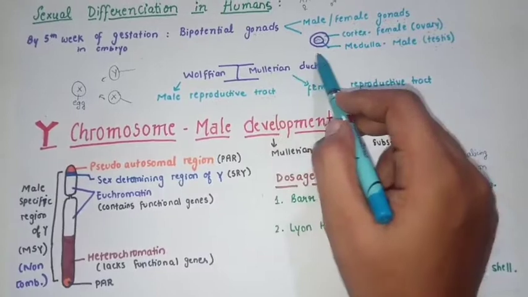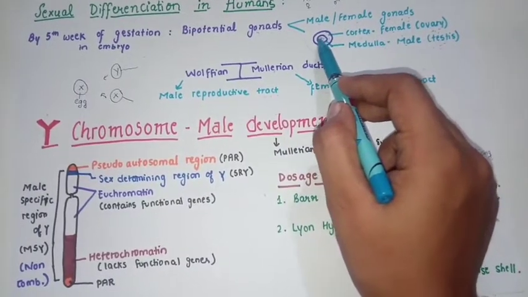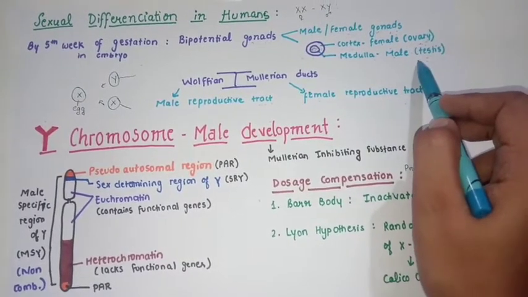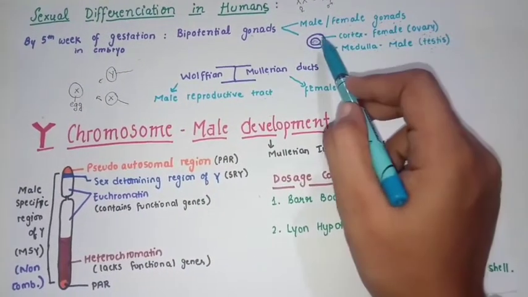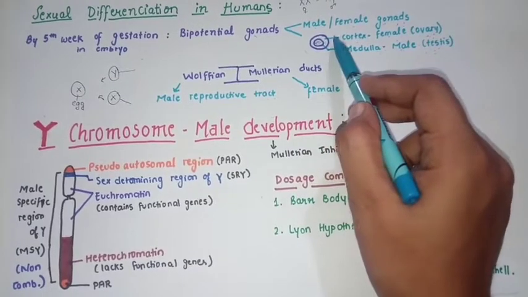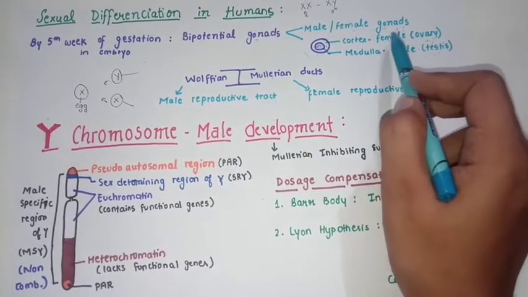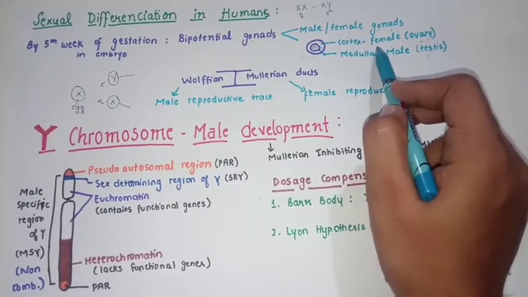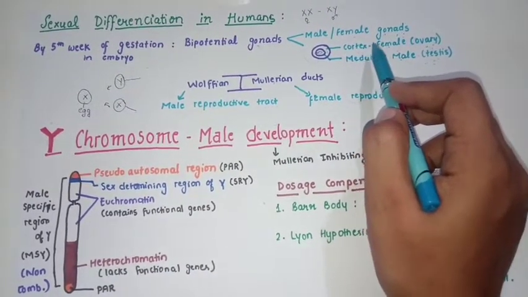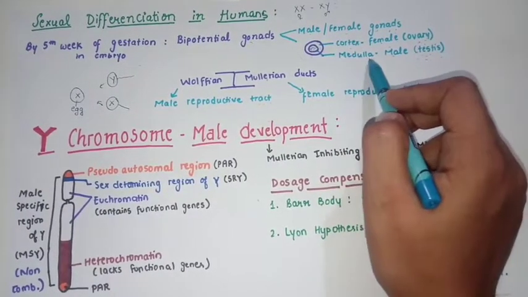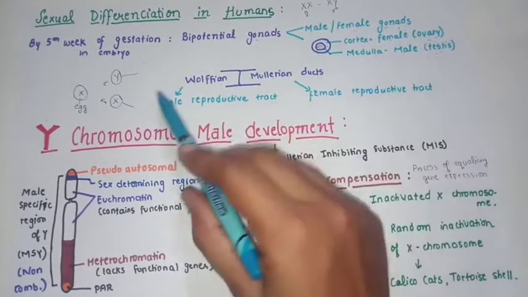These gonads have an inner portion, called the medulla, that forms testes and leads to the development of a male. They also have an outer portion, called the cortex, that leads to the development of ovaries and the formation of a female. So the factor that decides whether it is a male, with development of the medulla, or a female, is here.